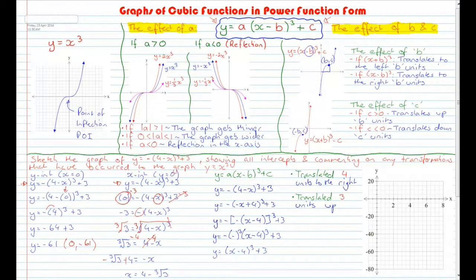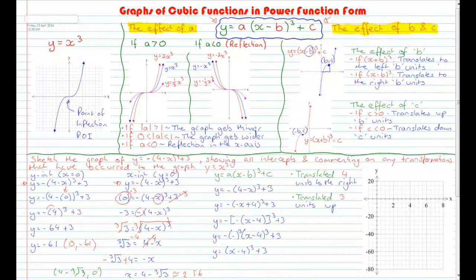Now for your own knowledge later on, that's going to approximately be equal to 2.56. And coming over to the left a little bit, the coordinate of this x-intercept is going to be at 4 minus the cube root of 3, 0.